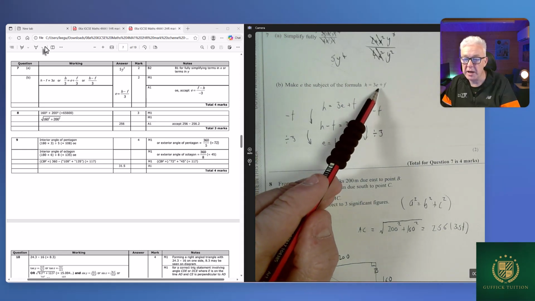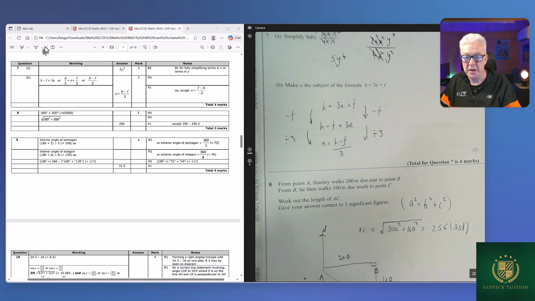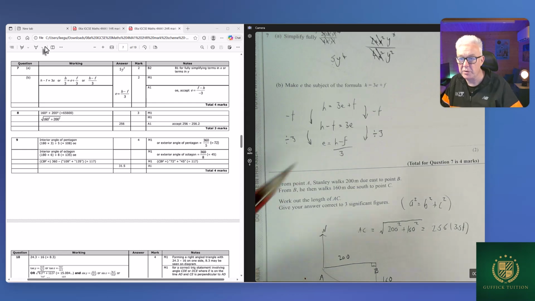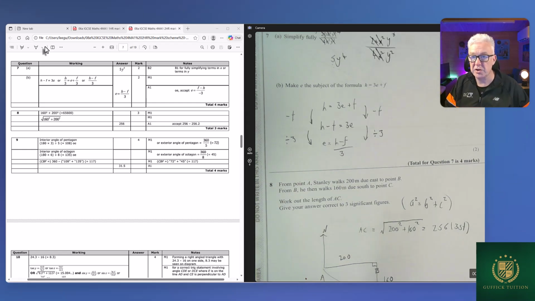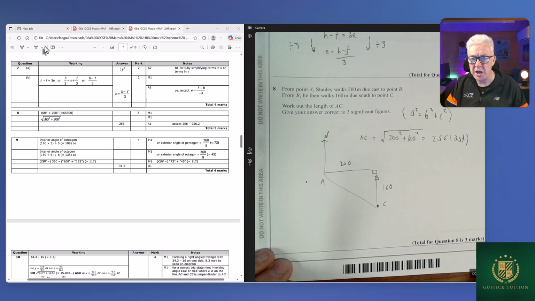Then we've got the e has been times by 3, and the opposite of timesing is to divide. So we're going to divide both sides by 3, giving us e is equal to h minus f, divided by 3. So that's really nice, that question 7 there, I think. Some nice marks.